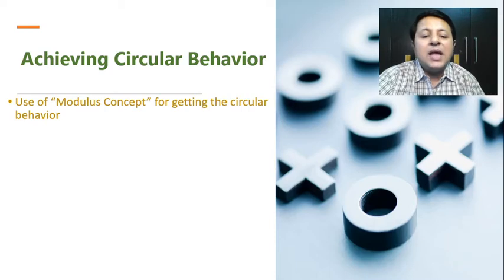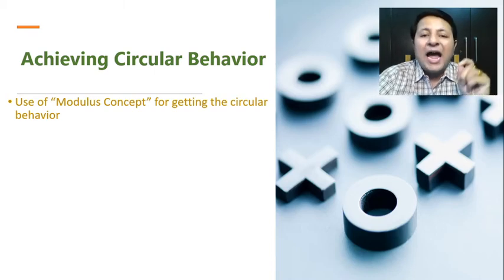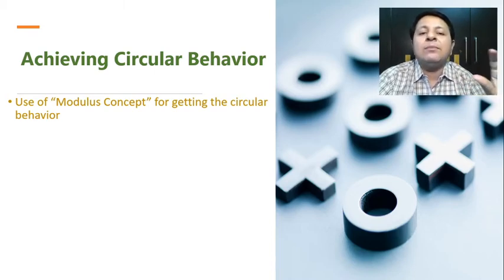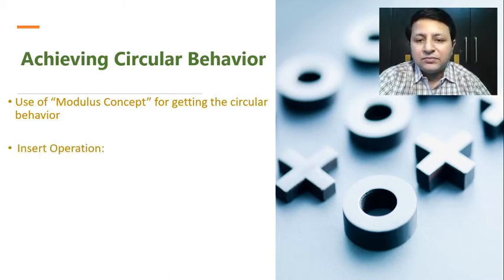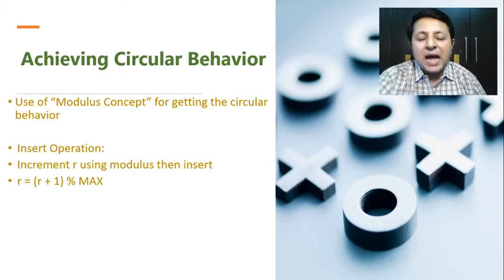Now the idea is every time you increment, let's say, front as well as rear, do not increment it just by +1. You have to do +1 and then mod max. Okay, so what will be the effect of that? See, in the insert operation, you will increment R using the modulus operator and then you will insert. So it will be like R = (R + 1) mod max, and that R + 1 in brackets is required because otherwise mod has got higher precedence.